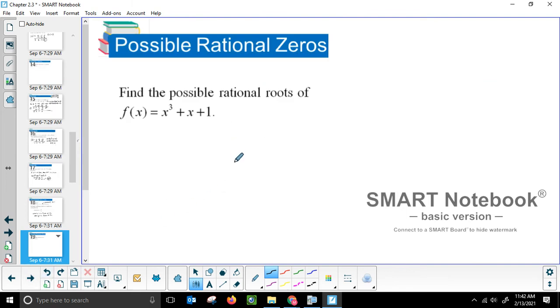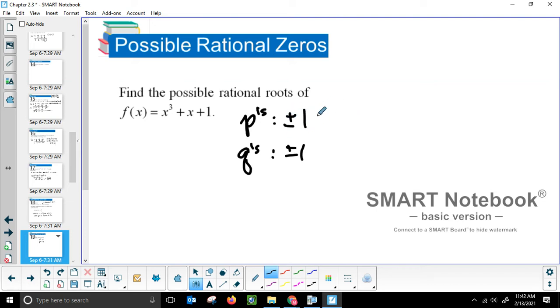So find the possible rational roots of f of x equals x cubed plus x plus 1. All right, well, we know that the p's have to be the factors of 1. What are my factors of 1? Just positive and negative 1. The q's have to be the factors of my leading coefficient, which is also 1, so plus or minus 1, right?